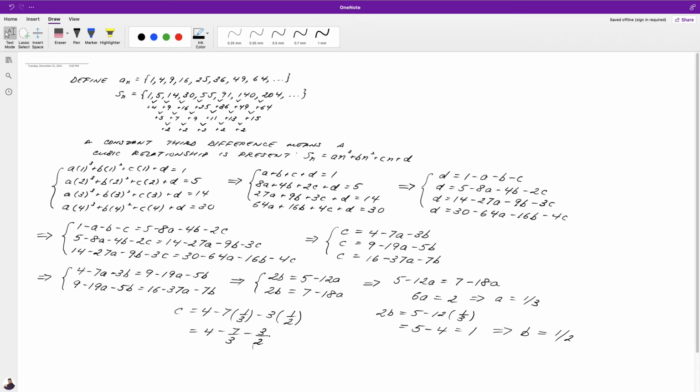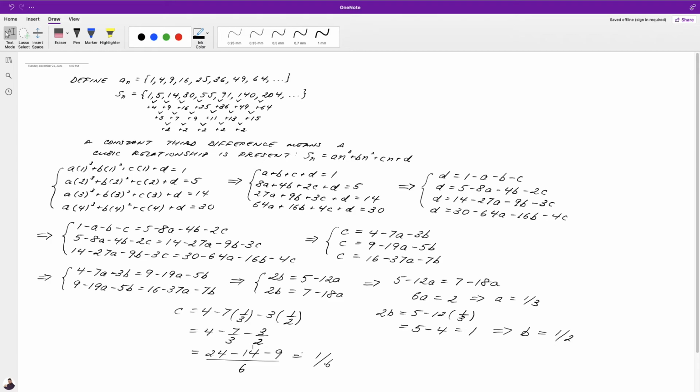Now, all these have a common denominator of 6. So we're going to go ahead and multiply top and bottom by 6 here. So we get 24/6. Put 6 under everything. Top and bottom here, we're going to multiply by 2. Top and bottom here, multiply by 3. All over 6. Okay, so 24 minus 14 is 10. 10 minus 9 is 1. So c is equal to 1/6.